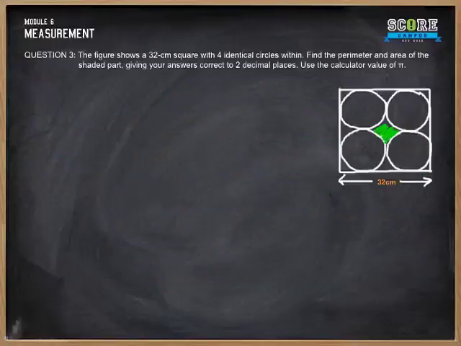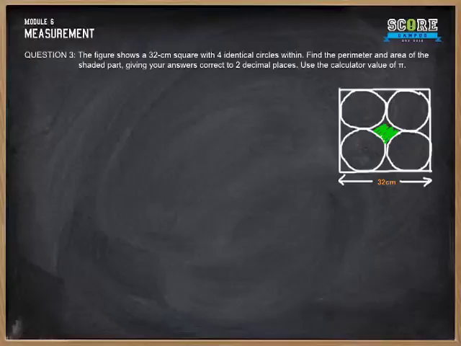Question 3, students, the last question of this class. This is a long one and it's a tricky one. The figure shows a 32 centimeter square with 4 identical circles within. Find the perimeter and area of the shaded part, the little green part right smack in the middle of the figure. Giving your answers correct to 2 decimal places. Use the calculator value of pi.